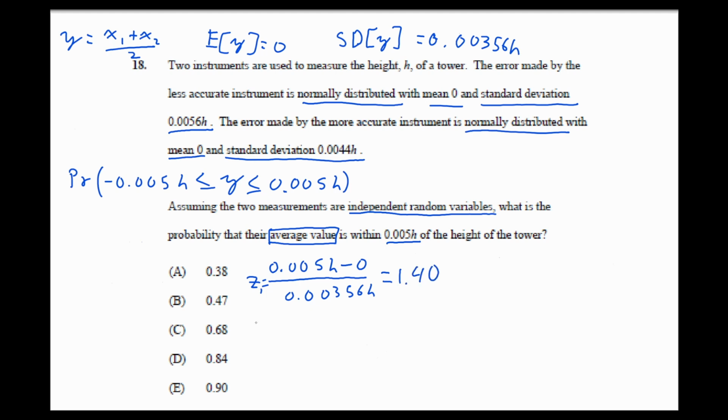Okay, and let's do it for Z2 as well. Since we have this formula down, it's going to be negative 0.005H minus 0 divided by 0.00356H. And that's the same thing, just with a negative sign, so it's going to be negative 1.4.